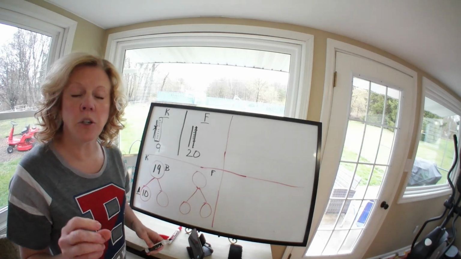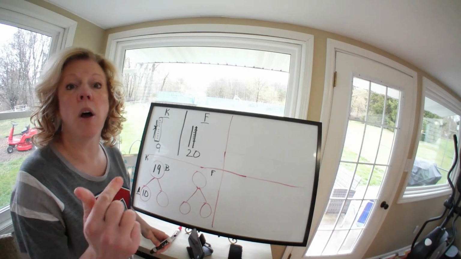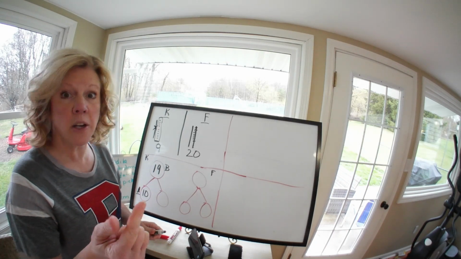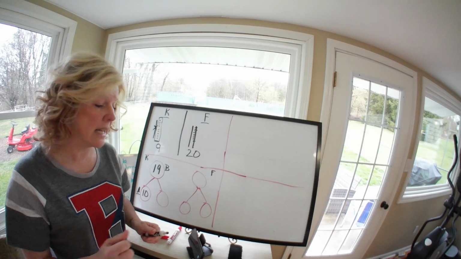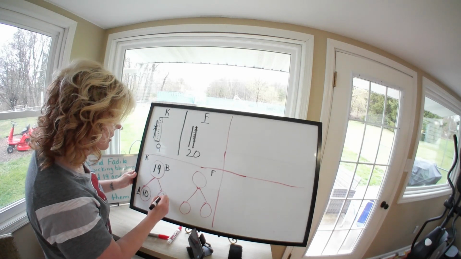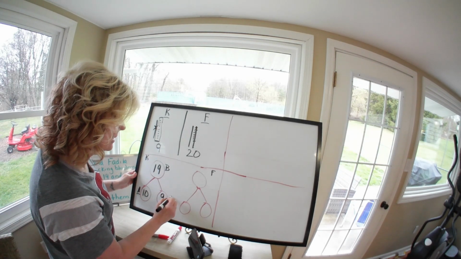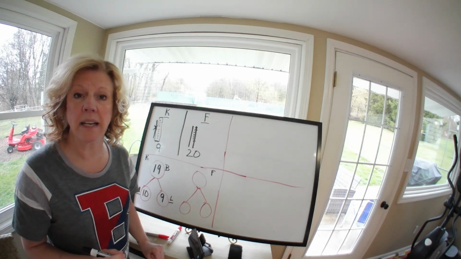So if I were to punch 10 and count up to 19, or punch 19 and count backwards to 10, my answer is going to be 9. And we're going to say L for left. She had 9 left.